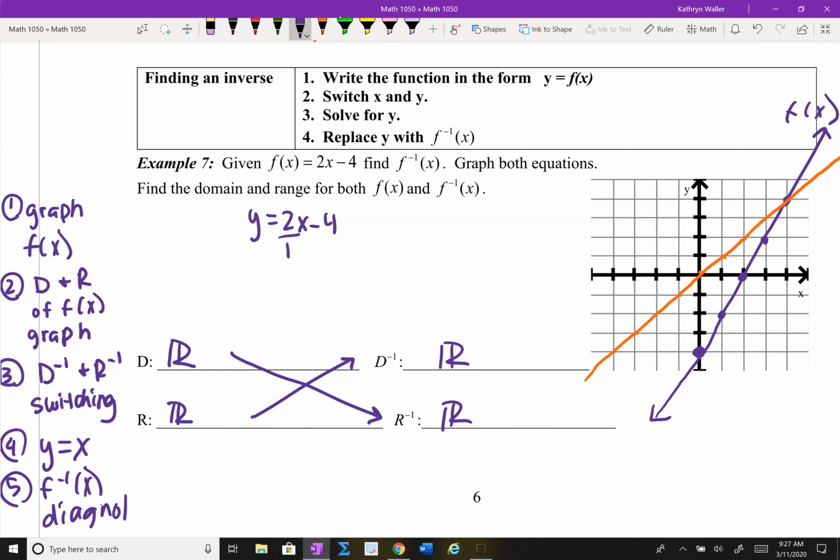Step number 5, I want you to graph the inverse by doing the diagonal trick. That looks weird. How do you spell diagonal? D-I-A-G. Come on, somebody help me. O-N-A-L. Okay, thanks.